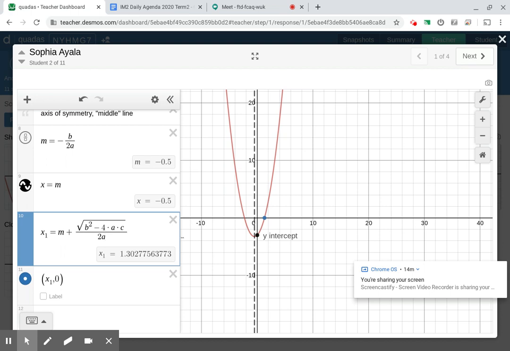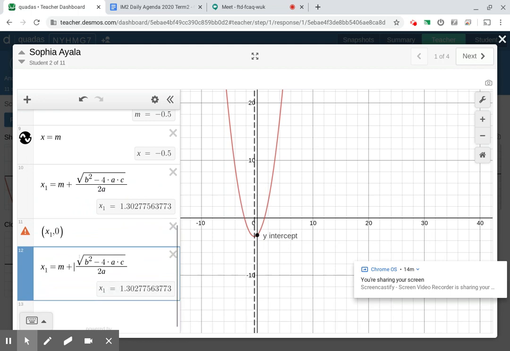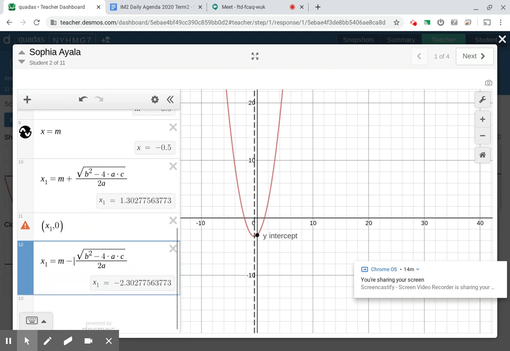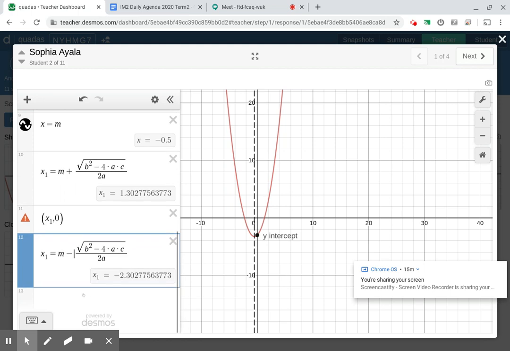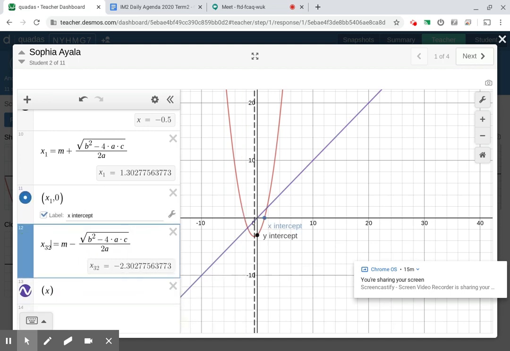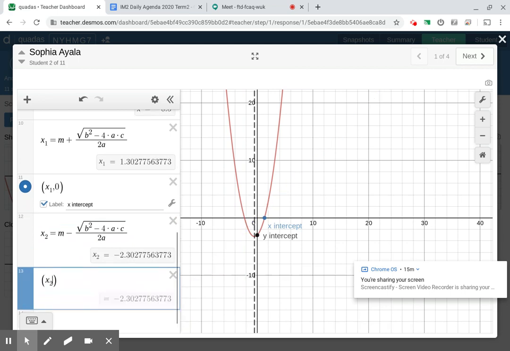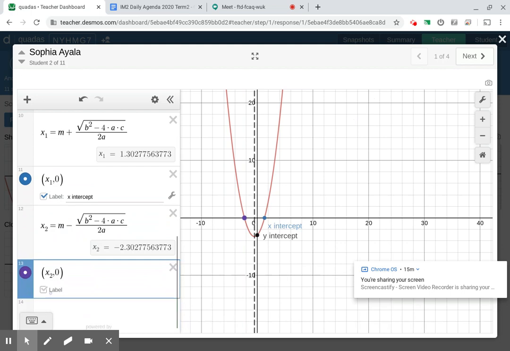Now, how do we find the other x-intercept? Go ahead and type in under x1, put x-intercept. How do we find the other one? So copy it and change it to negative. Yeah, just copy and paste, and instead of plus, say go to the left. And then make it x2. Yeah, x2. And over here you're going to say x2, comma 0, and there's my other x-intercept.